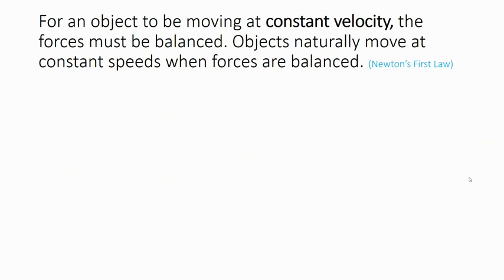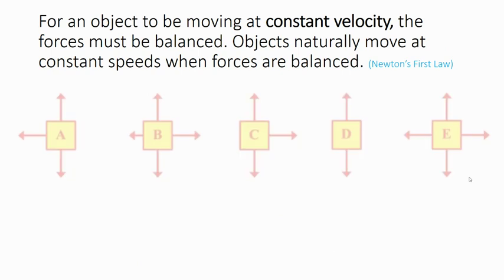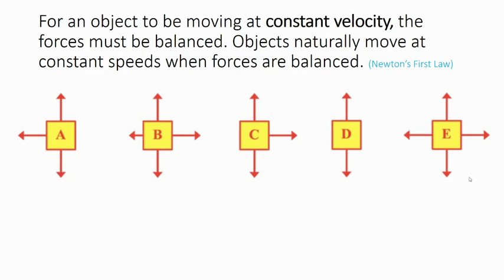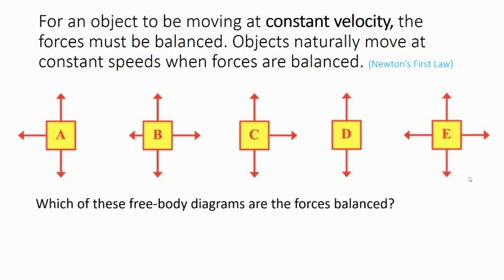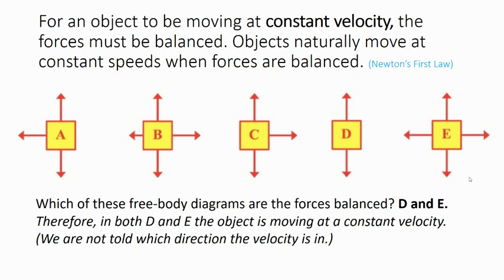Lastly, for an object to be moving at a constant velocity, the forces must be balanced. If you remember Newton's first law, objects naturally move at constant speeds when forces are balanced. So we're looking for free body diagrams where the forces all balance out, and that object will be moving at a constant velocity. Which of these free body diagrams have the forces balanced in them? The answer would be D and E. Therefore, in both D and E, the object is moving at a constant velocity, but we're not told which direction that velocity is in. We just know that it's a constant velocity.